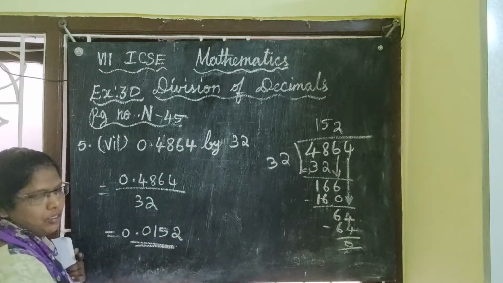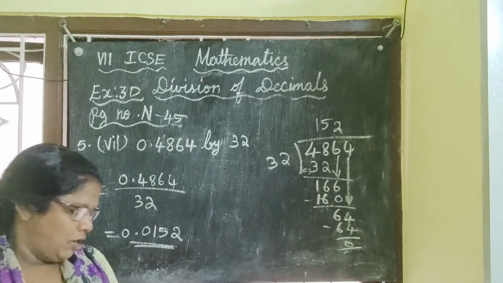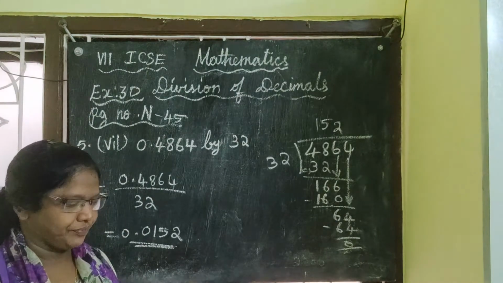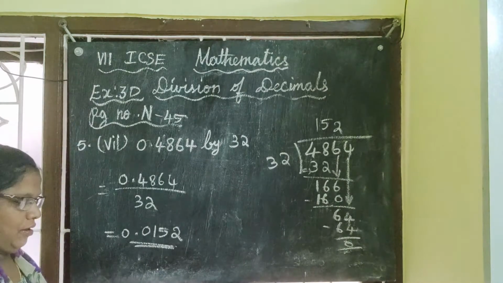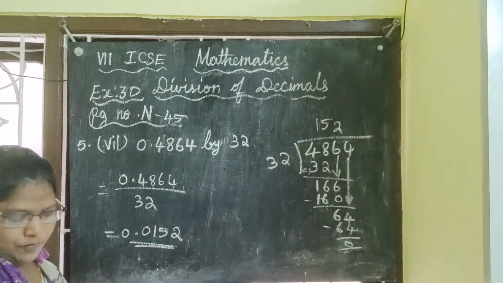So 0.0152 is your answer. Okay. Now, next we move to the 6th one.